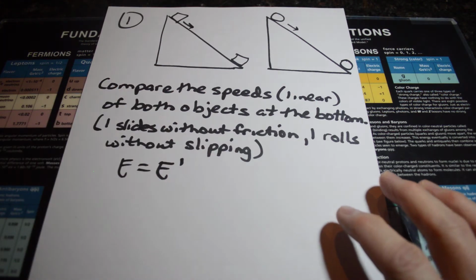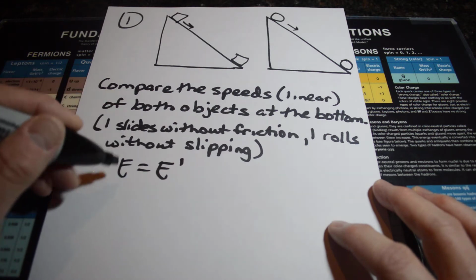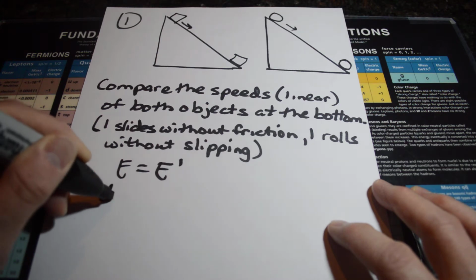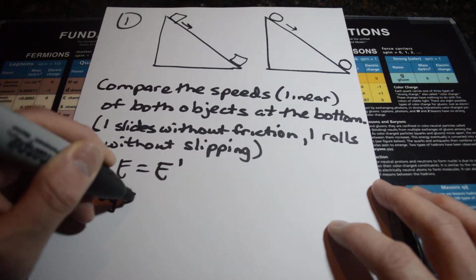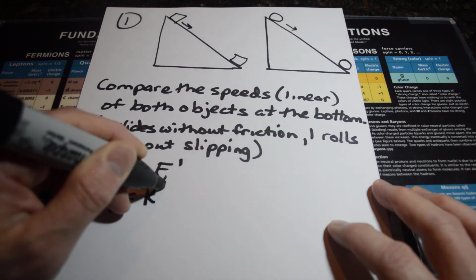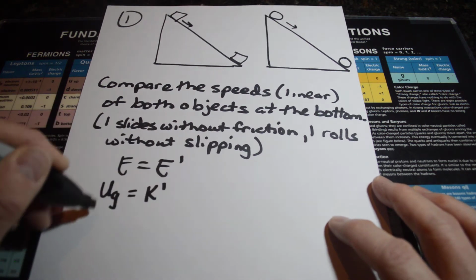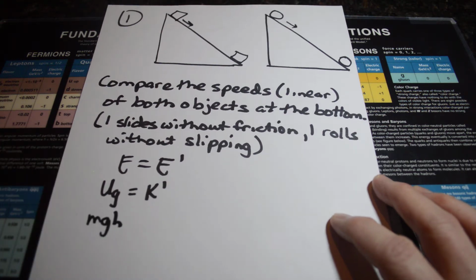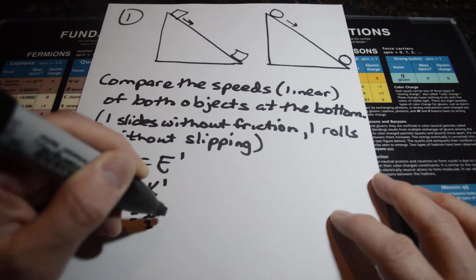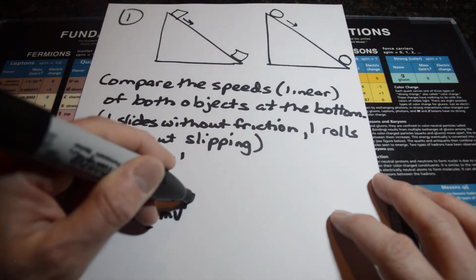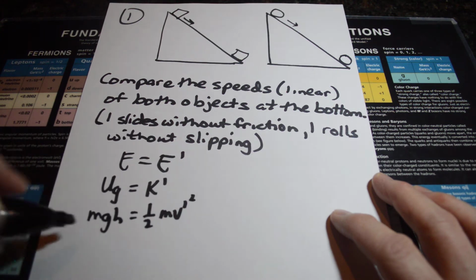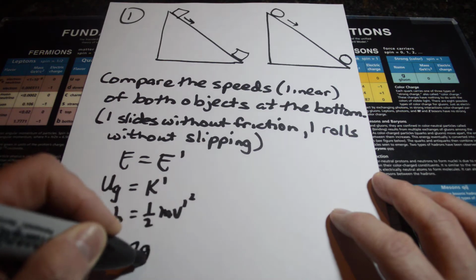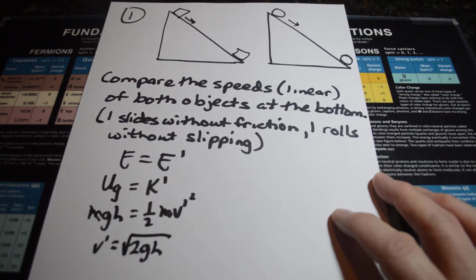We know that for the one sliding without friction, the change in potential energy is going to turn into kinetic energy. So it's going to drop and have an mgh, change in height, equals 1/2 mv prime squared. And so your velocity at the bottom is just equal to the square root of 2gh.